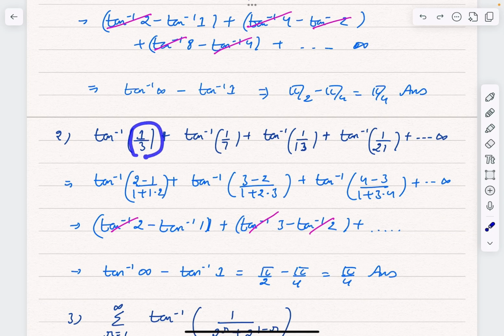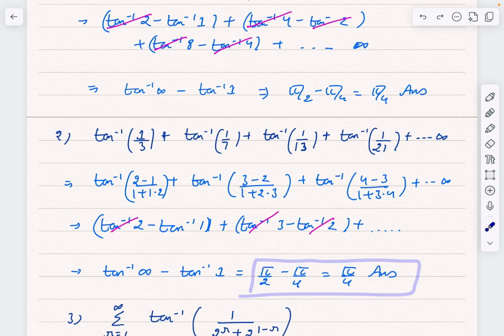This 1 by 3 again you can write as 2 minus 1 by 1 plus 1 into 2. 1 by 7 you can write as 3 minus 2 by 1 plus 2 into 3. 1 by 13 you can write as 4 minus 3 by 1 plus 3 into 4, and so on up to infinity. So first will be tan inverse 2 minus tan inverse 1, then tan inverse 3 minus tan inverse 2 and so on. Again, all the middle terms get cancelled out. Remaining will be first and last. So tan inverse infinity minus tan inverse 1 equal to pi by 2 minus pi by 4. Again, you get answer as pi by 4.